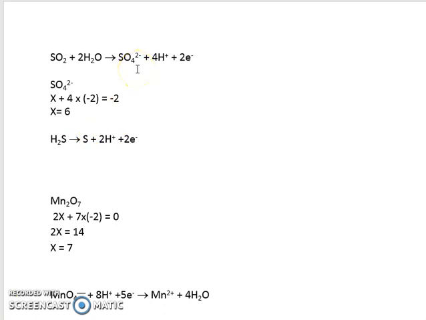Okay, let's look at the products forming. Here you have a sulfate anion. It's soluble. Here you have some protons. It's soluble. Those 2 electrons will be consumed in the other half reaction. So everything in this half reaction is soluble. Let's look at this other half reaction with hydrogen sulfide. You're forming sulfur, which is insoluble, which means with reactions with H2S, you're expecting some precipitates.